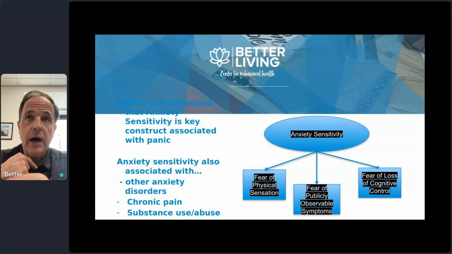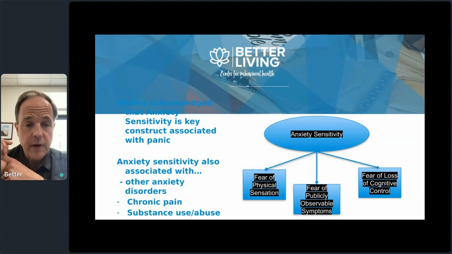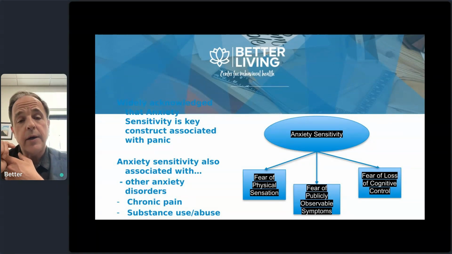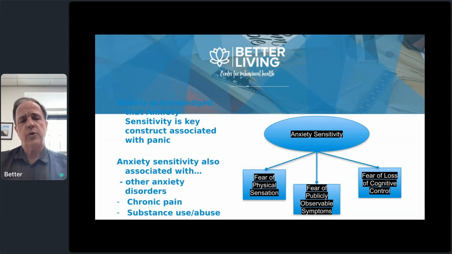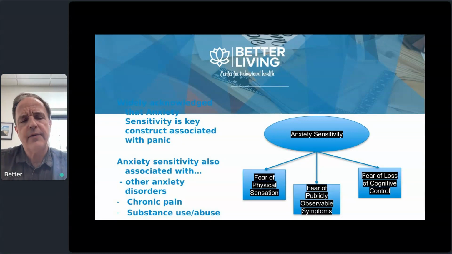Interestingly, given the fearful responding due to interoceptive monitoring, there's a lot of research that shows people with chronic pain conditions tend to have high levels of anxiety sensitivity. And also there's a fair bit of research that shows that people who excessively use and abuse substances can develop high levels of anxiety sensitivity. Now, you might wonder, why would that be? Dr. McKay, after all, you just said one slide ago that sometimes people develop panic after a cannabis experience. Why would someone with substance use and abuse have high levels of anxiety sensitivity? Well, I'm happy to explain.